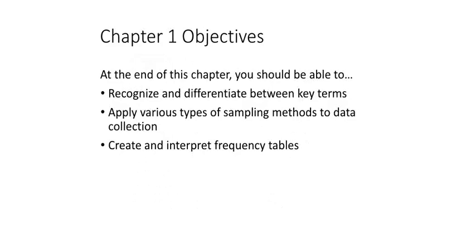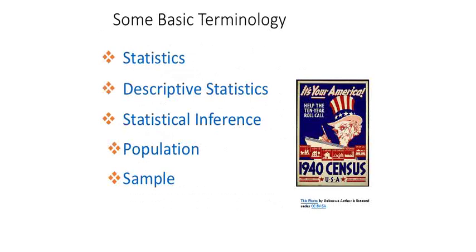Here are the objectives for this chapter. At the end of this chapter, you should be able to recognize and differentiate between key terms that we'll cover. You should be able to apply various types of sampling methods to data collection. And you should be able to create and interpret frequency tables. Let's start with some key terms.